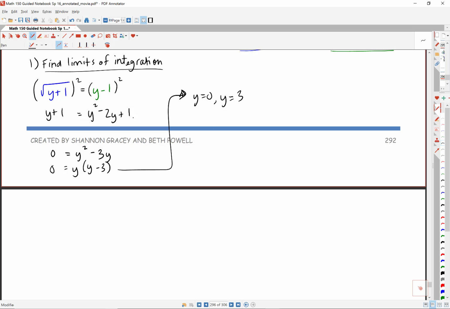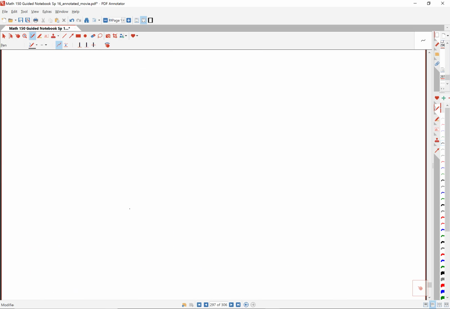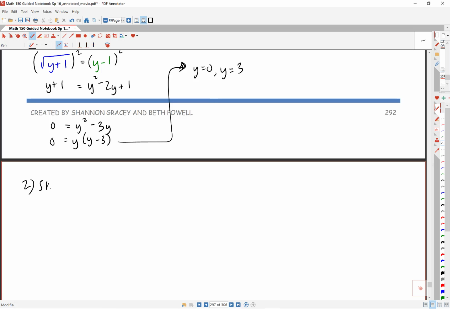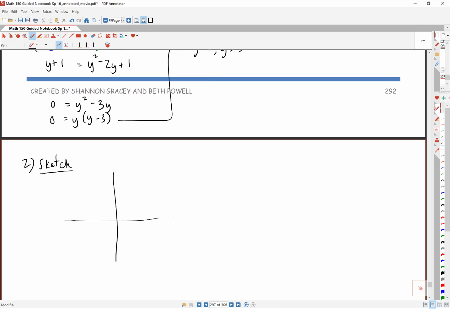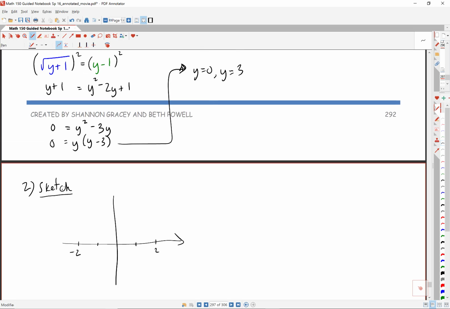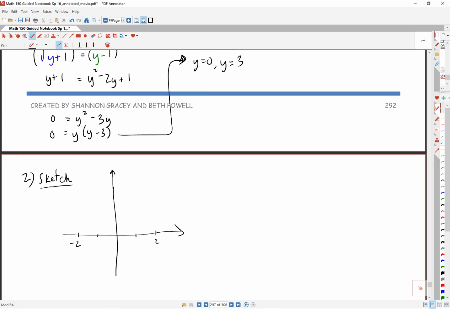So doing our sketch, right? Let's see how much room we have to work. So we're going from y is 0 to y is 3. So I think our rightmost output is going to be 2. So we don't have to make it very big. So 1, 2, negative 1, negative 2. And we already know that y is going from 0 to 3. So 1, 2, 3.